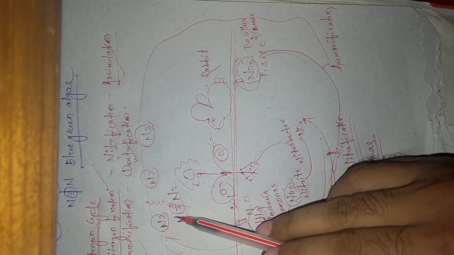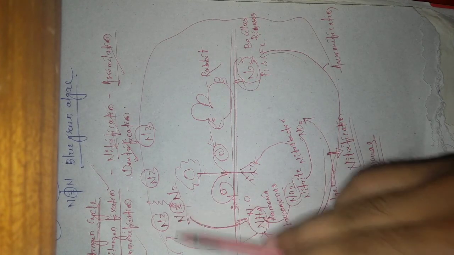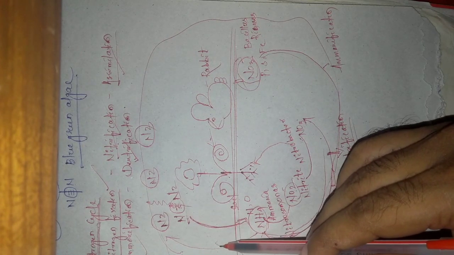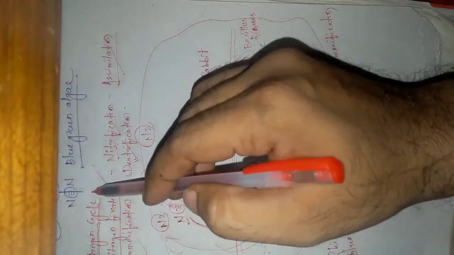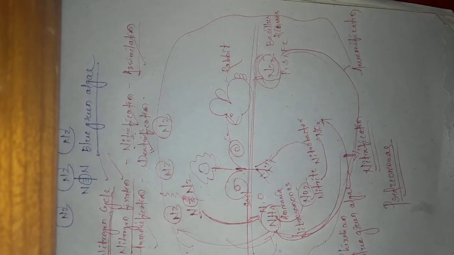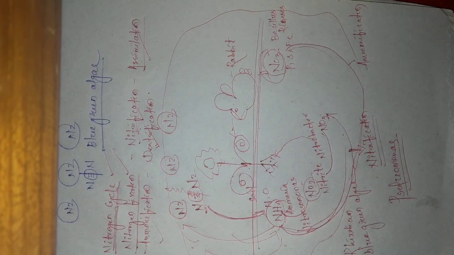Okay, when nitrogen is circulated through the soil and again to the atmosphere, that is known as the nitrogen cycle. I hope this is clear to you, what is the nitrogen cycle and nitrogen fixation.